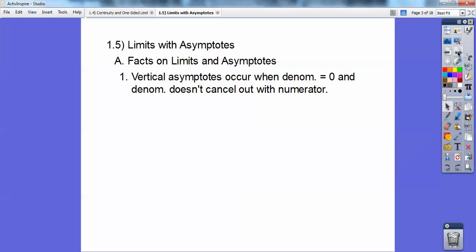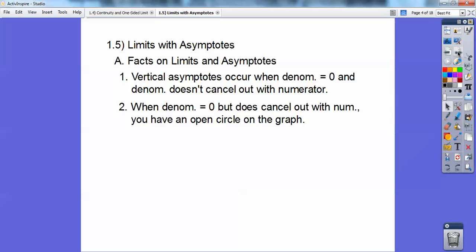So, facts on limits and asymptotes. Vertical asymptotes occur when the denominator equals 0 and the denominator doesn't cancel out with any part of the numerator. When it does equal 0 but it does cancel out with a part of the numerator, then your graph has an open circle on it. So an open circle is created.